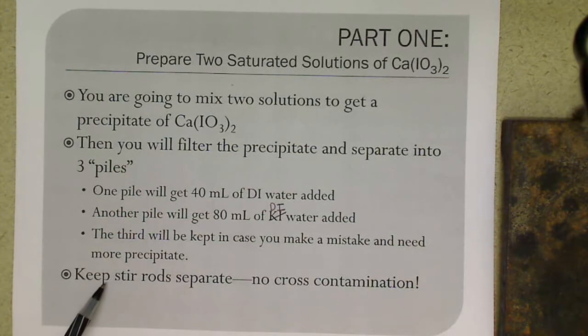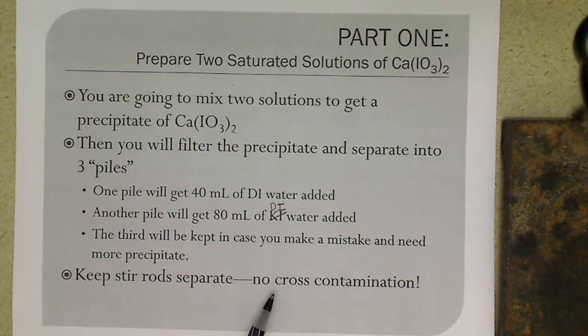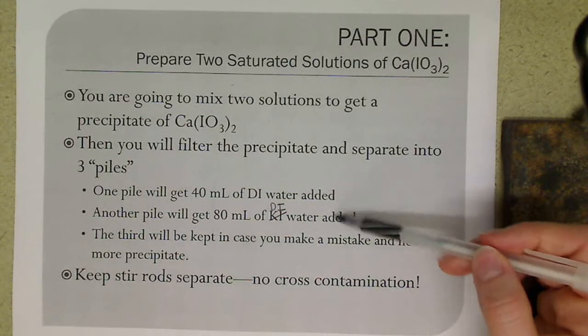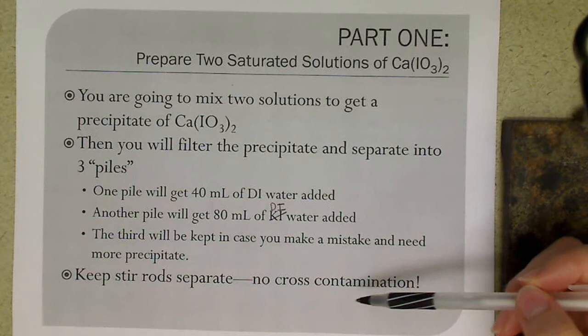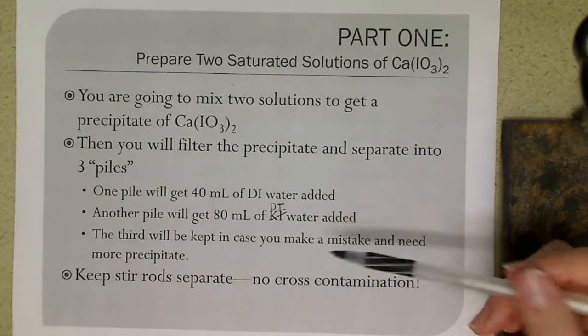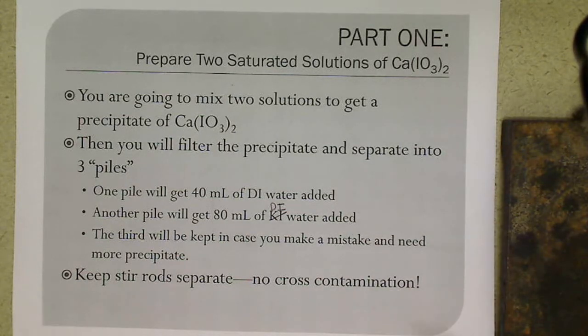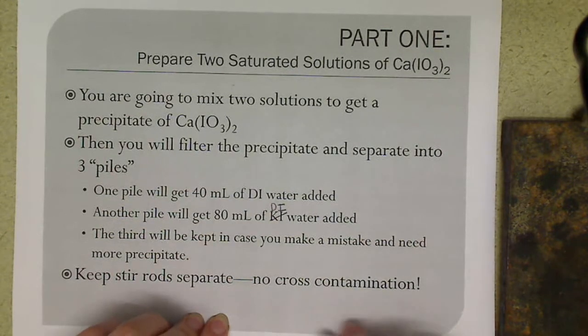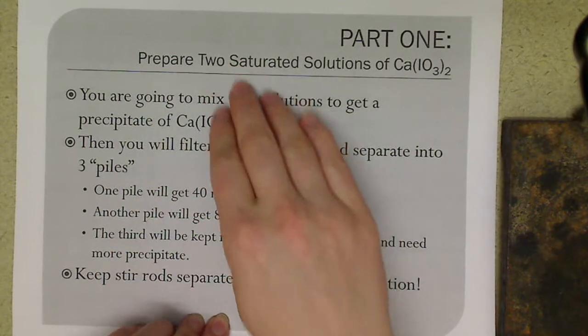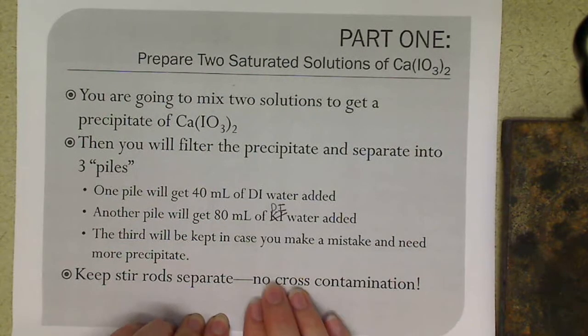You want to keep your stir rods separate. Okay, so don't cross-contaminate. If you only have one glass stir rod, you want to make sure that you rinse it and dry it in between going back and forth between these beakers. You don't have to use a stir rod in there. You can just swirl the beaker. That works as well. Just be careful not to spill. All right, so that's what you are doing for part 1.